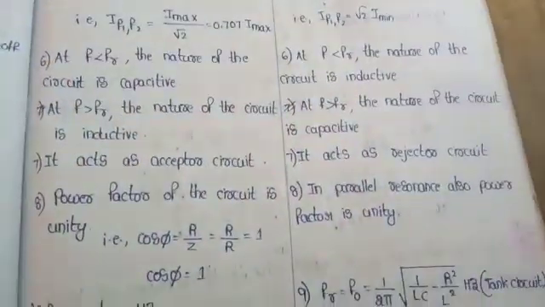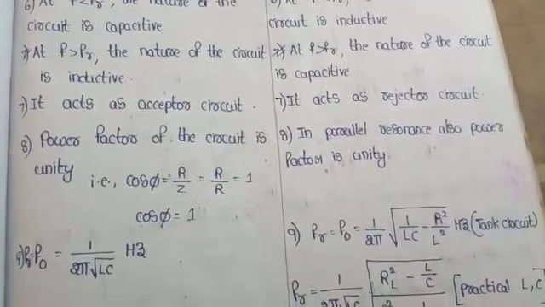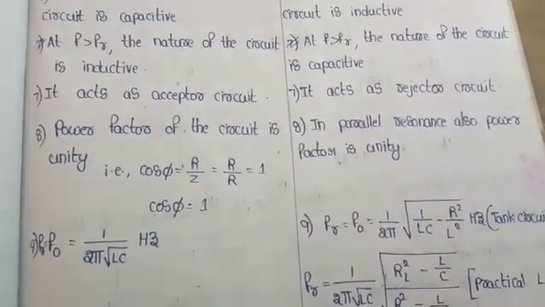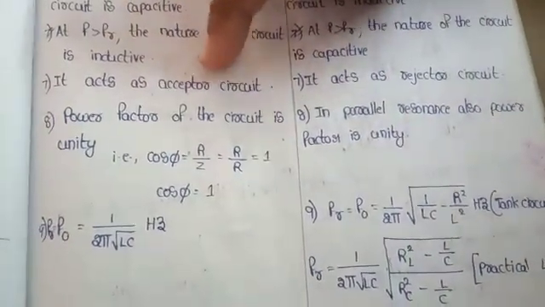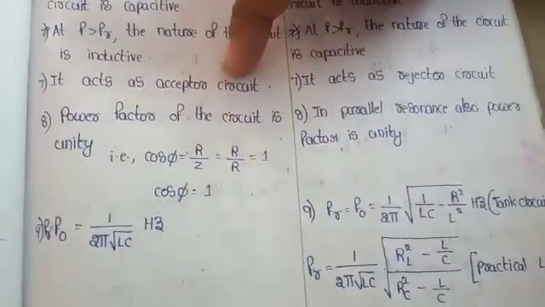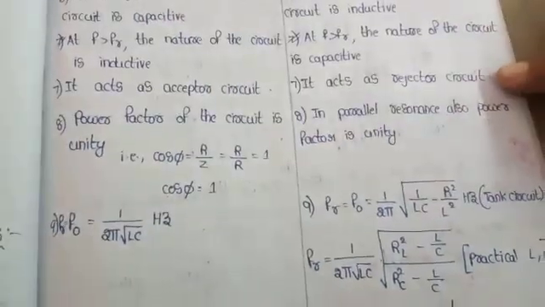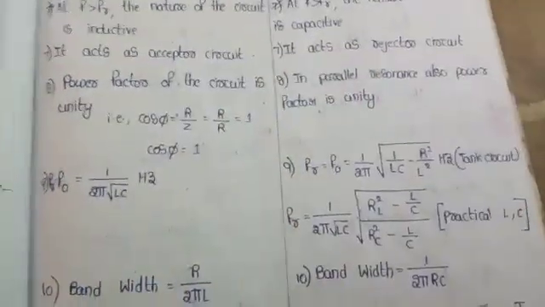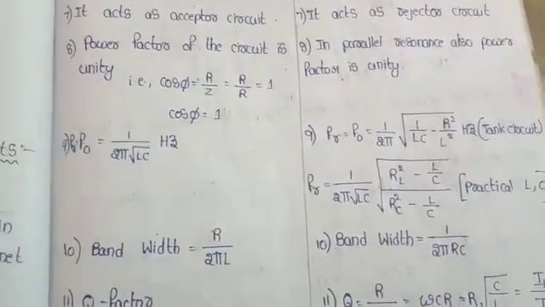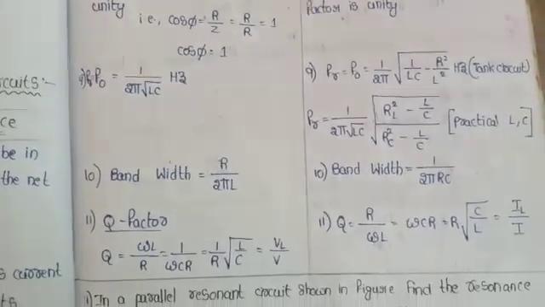Now coming to another difference, the series circuit acts as an acceptor circuit. Why? Because the current is maximum. So that's why it is an acceptor circuit: maximum power is accepted by the circuit. But the parallel circuit is a rejector circuit, where current is minimum. Another difference is one that is similar in both circuits: the power factor at resonance is unity in series resonance as well as parallel resonance.